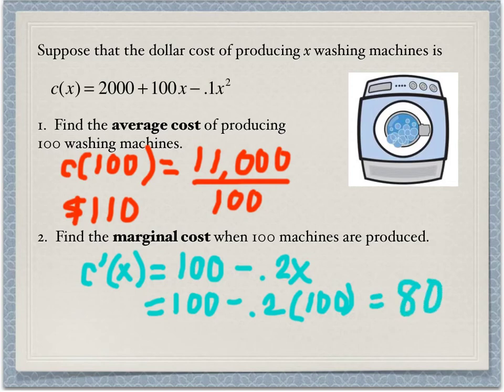And that means my marginal cost when I'm producing at that 100 machine level is now going to be just $80 per machine. So that's where mass production makes some sense, because the cost for producing an extra machine now is going to be less than what it was for those first 100.